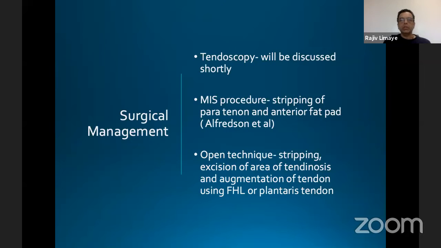So the surgical treatments are divided into 2 or 3 different techniques. One is tendoscopy, which is the latest technology, followed by the MIS procedures, where the stripping of the paratenon and anterior fat pad is done using either minimally invasive procedures or by arthroscopy, and open techniques such as stripping and augmentation of the tendon using FHL.